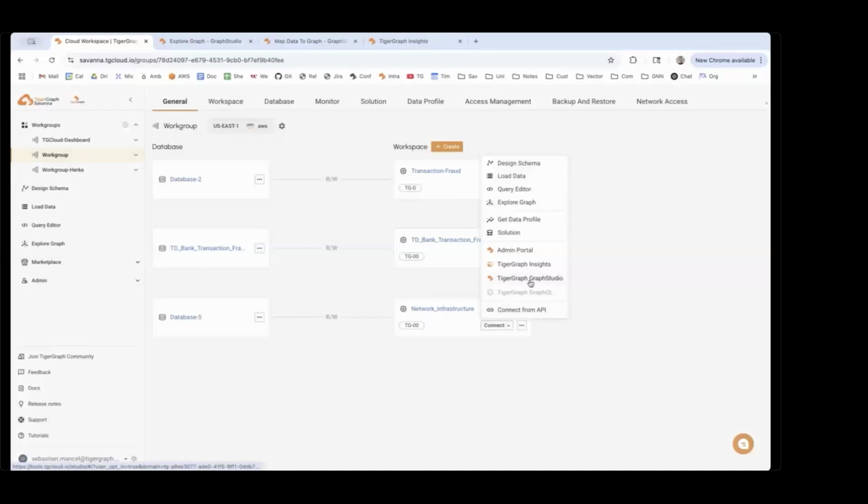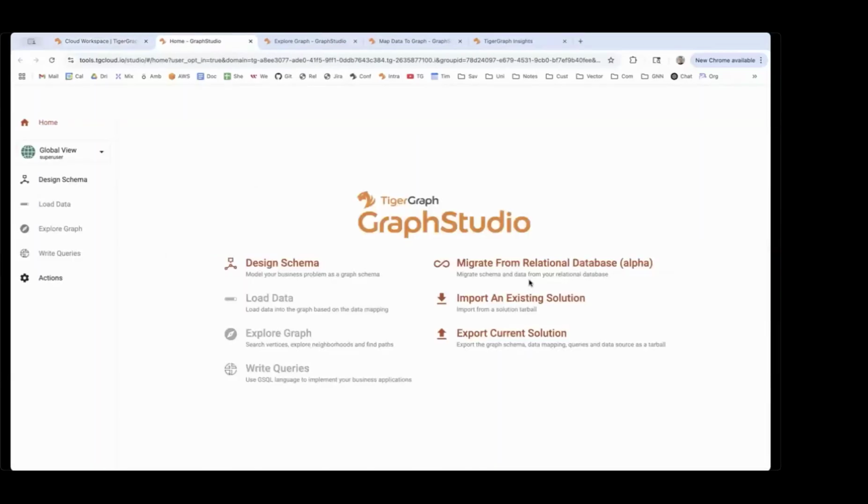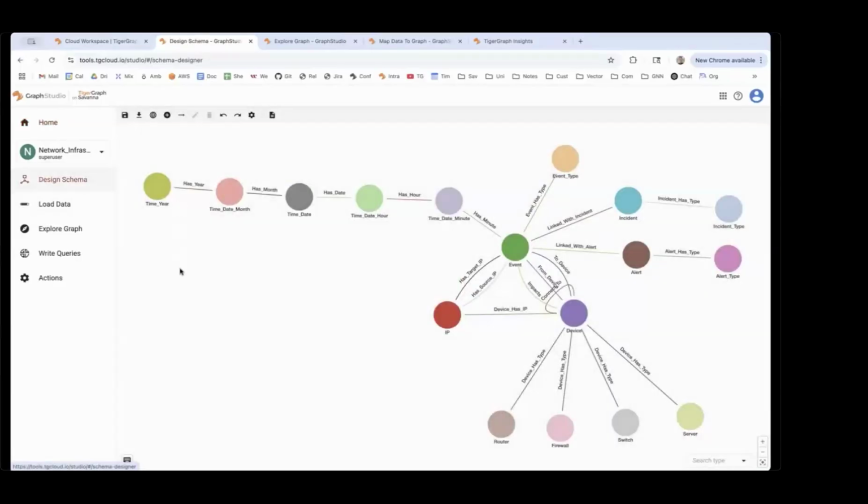and we'll go to Graph Studio. In Graph Studio, I will select my workspace. And here I can design schema. I can load data or explore graph. So I'm going to start with the design schema page. And as you can see in this page, I can see all of the vertices and edges that are part of the schema. And I can see that the schema is centered around the event vertex.